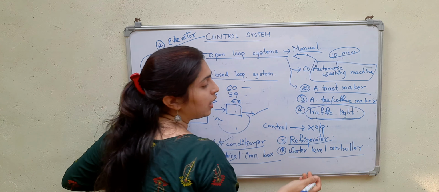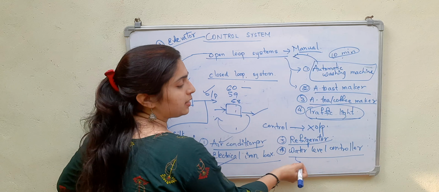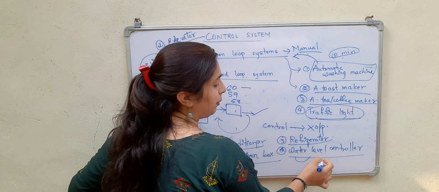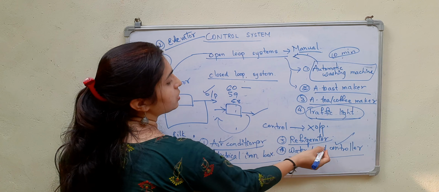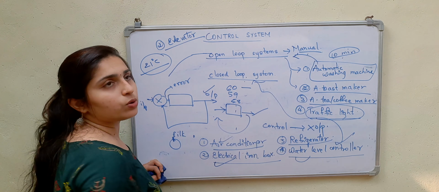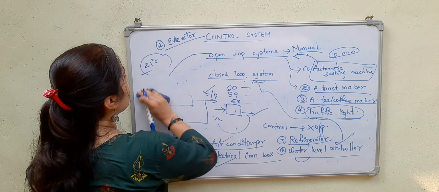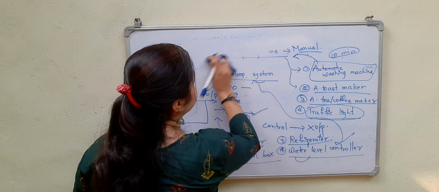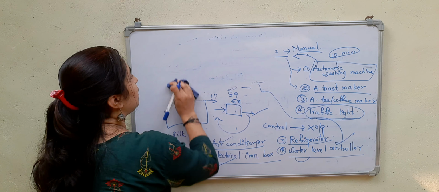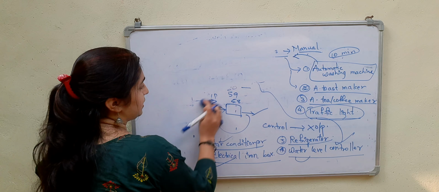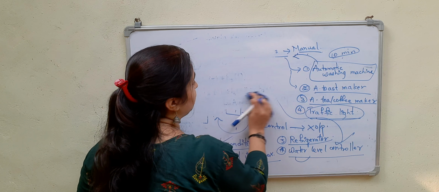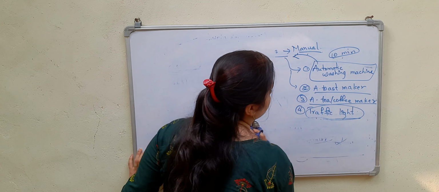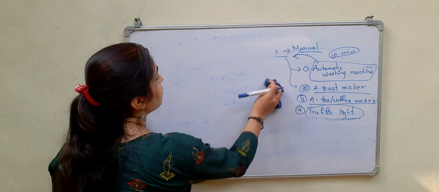Water level controller, as I just explained, the sensors and the controllers will be doing all the work of the operator. So water level controller is also an example of the closed loop system. So for a good control system, there are some criteria that should be satisfied. For example, it may be accuracy, sensitivity, bandwidth, noise reduction, and the stability.